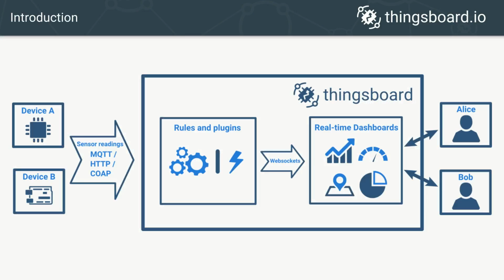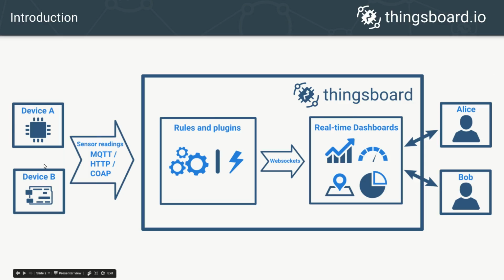Today we will create two customers, Alice and Bob. We will also create and assign one device and one dashboard to each customer. Then we will start two device emulators that will upload data using MQTT. Alice will be able to open her dashboard and see data from her device. Bob will be able to do the same.